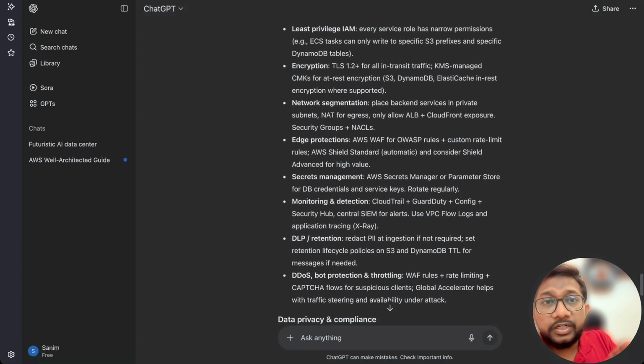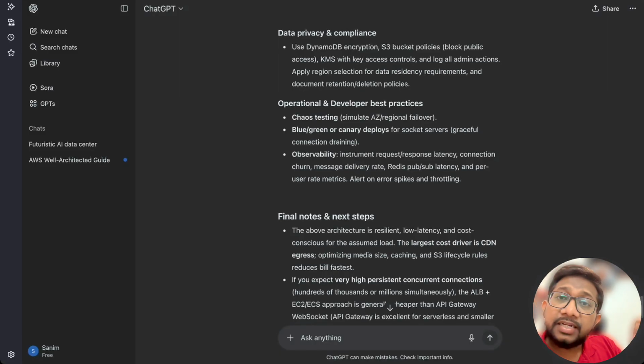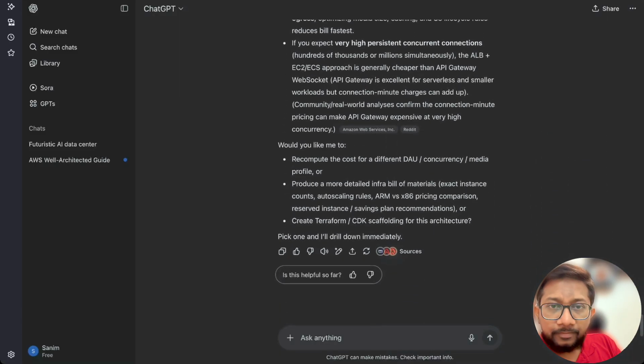It included specific instance types and realistic traffic assumptions. My verdict on this is expert level system design advice, guys. This kind of comprehensive analysis you would expect from a senior solution architect.